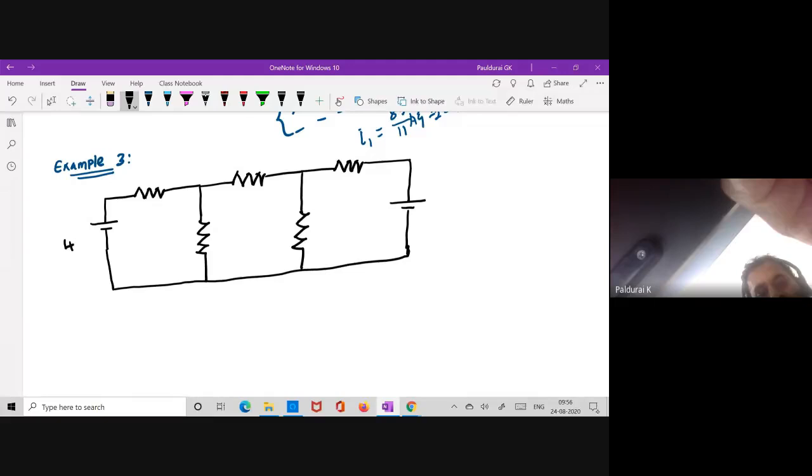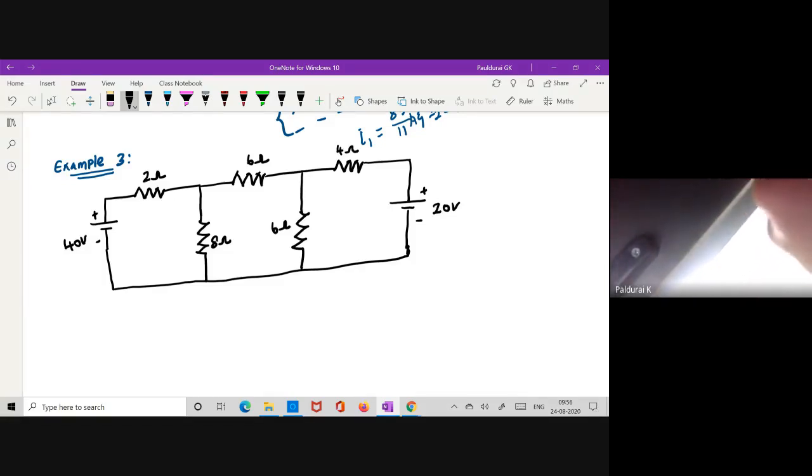So this is some 40 volt, 2 ohm, 8 ohm, 6 ohm, again 6 ohm, 6, and 20 volt, 4 ohm.